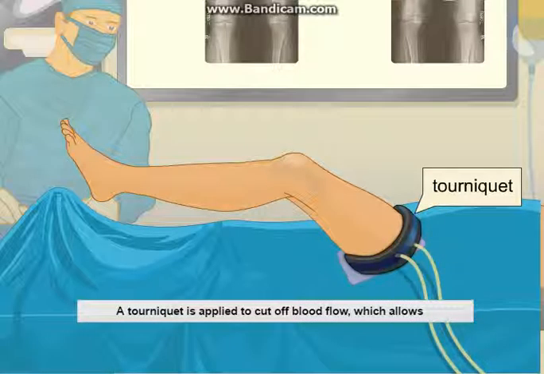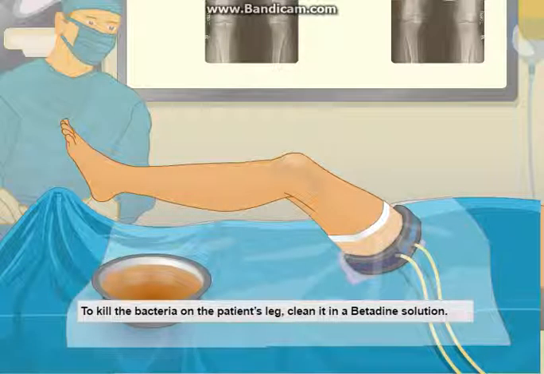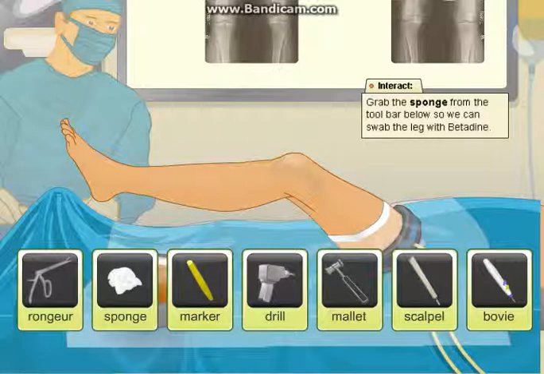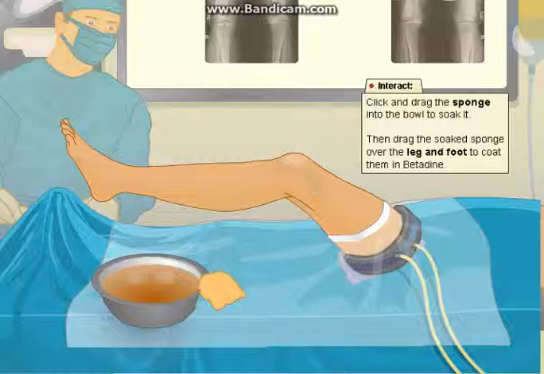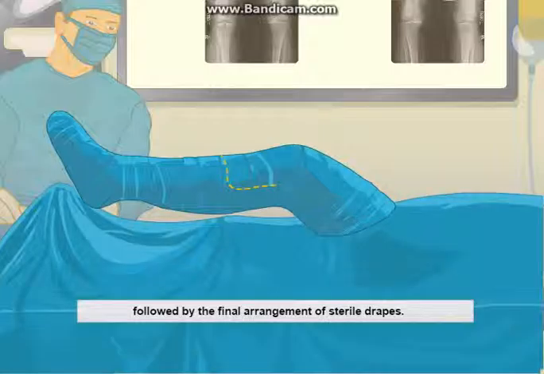A tourniquet is applied to cut off blood flow, which allows a clearer view of the surgical field during surgery. To kill the bacteria on the patient's leg, clean it in a betadine solution. This scrubbing process will limit the chance of bacterial infection. Betadine scrub is applied 2 more times, followed by the final arrangement of sterile drapes.